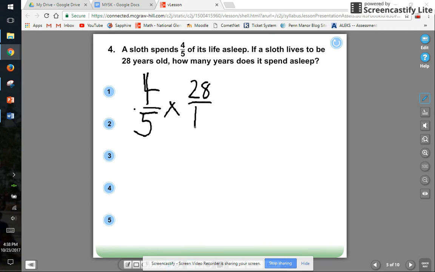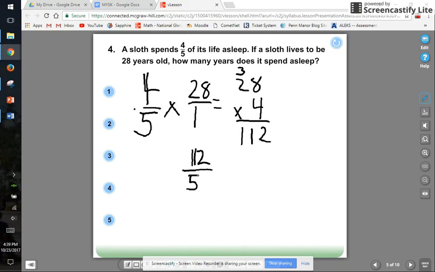We're going to multiply 28 times 4. And my hand's got a little wonky here. So we know 8 times 4 is 32. Carry the 3. 4 times 2 is 8 plus 3 is 11, so 112. So we have 112 as our numerator because 4 times 28 is 112. And a little simpler is the number below. 5 times 1 is 5.